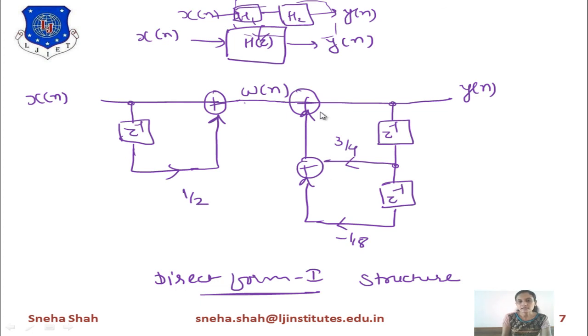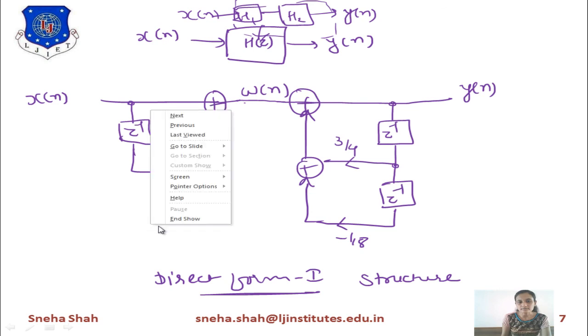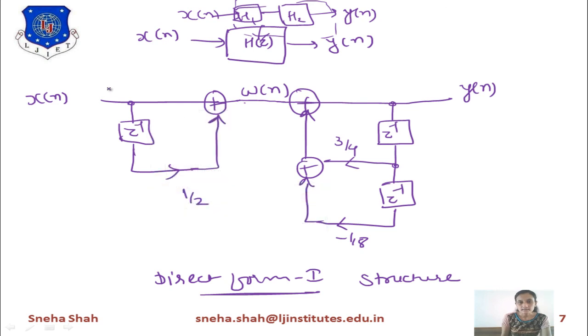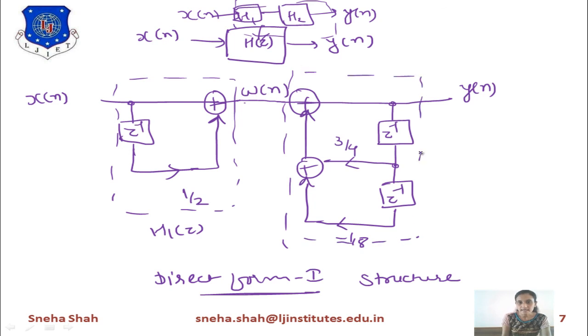So if we rearrange these two terms, suppose we write this, then this one is H1 of z, right? And this part is considered as H2 of z. Because of this, H1 of z is the numerator part and H2 of z is the denominator part. If we rearrange these two terms, drawing this part first and this part as the last term, then it will look like this.